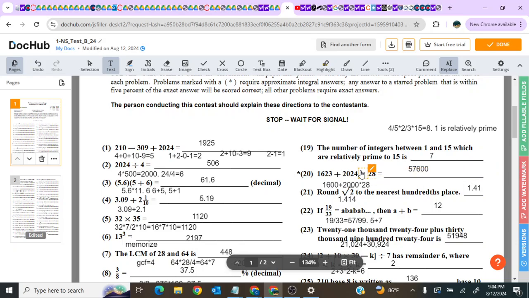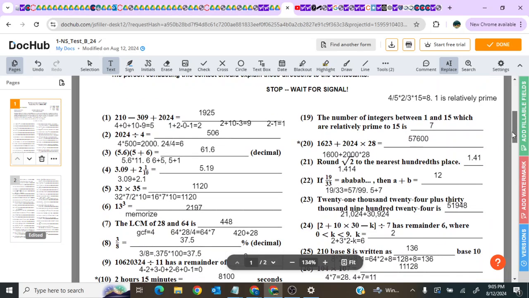Okay, 1623 plus 2000 times 28. Just rounding these things to easy numbers is easier to work with. 2000 times 28 is 56,000 plus 1600, 57,600. And that'll easily be in your range.